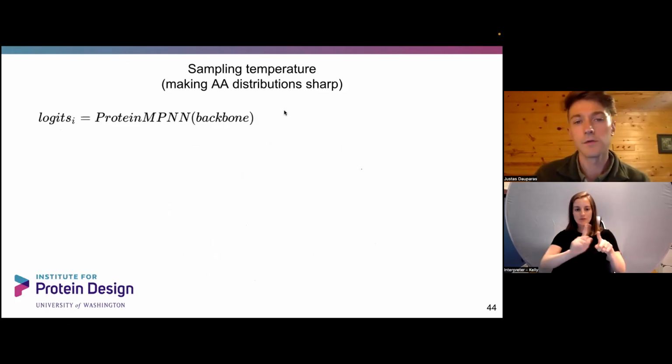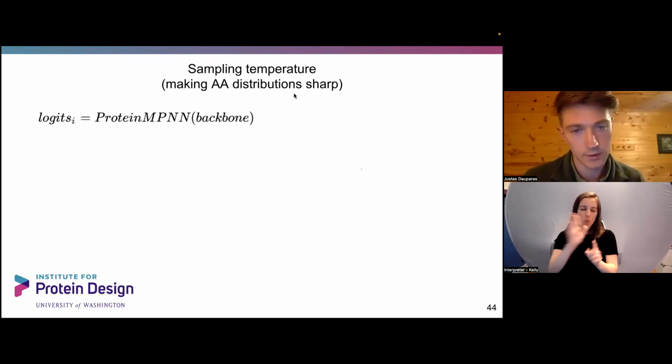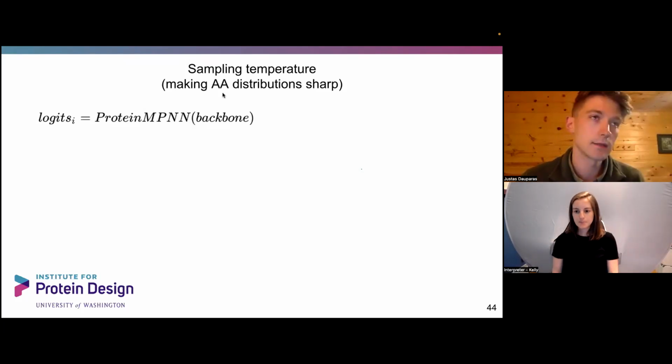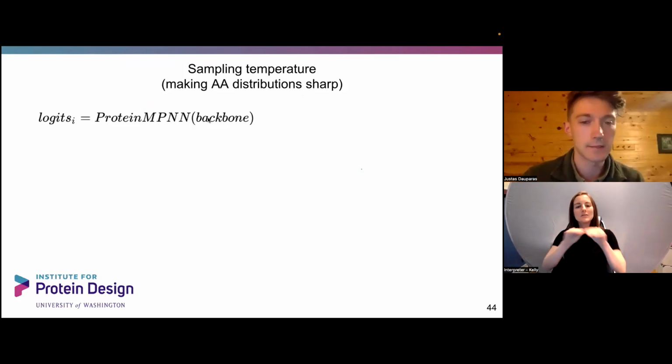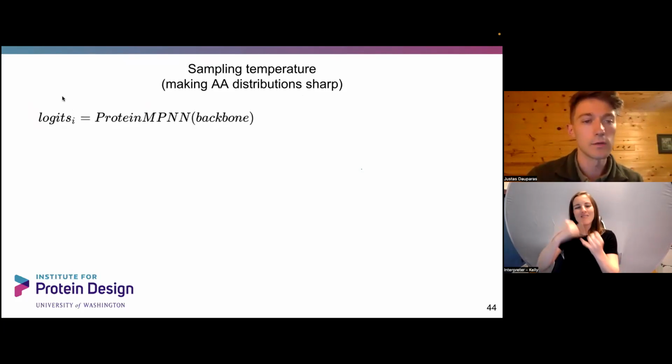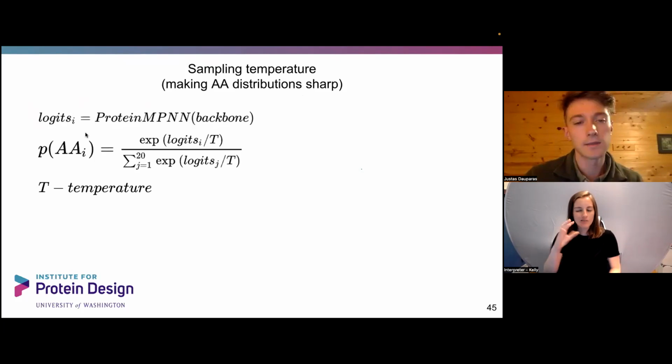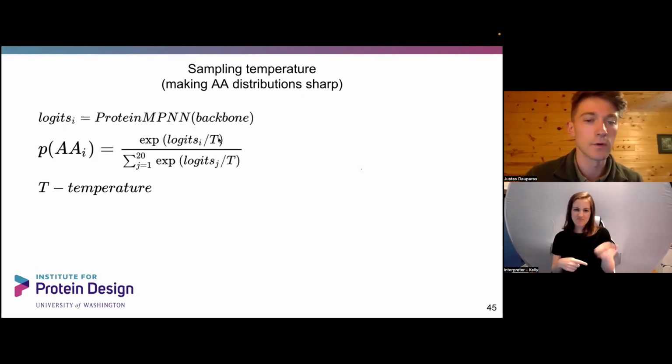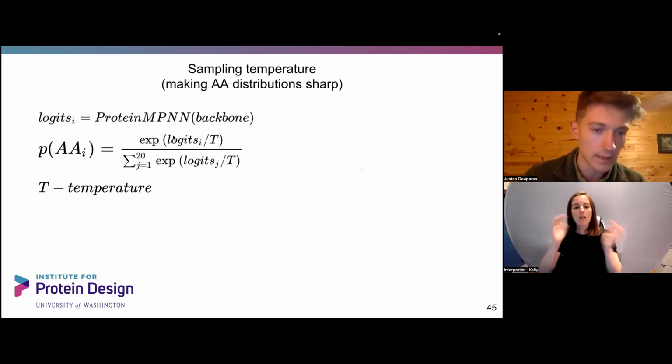So when using the model, there's this sampling temperature. I'm going to quickly explain what the sampling temperature is. What it mainly does is make the amino acid distribution sharper. ProteinMPNN takes the backbone as an input and then produces what are called logits. Logits are the final outputs of the neural network before anything else is applied. The probability distribution is formed as the exponentiation of the logits divided by this temperature. So it can adjust the relative scaling between the logits. Of course, it's normalized, so it adds up to 1.